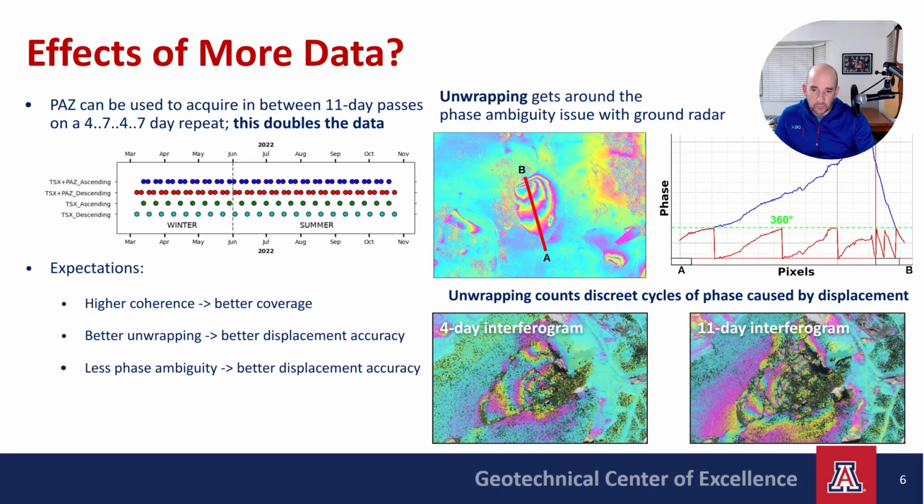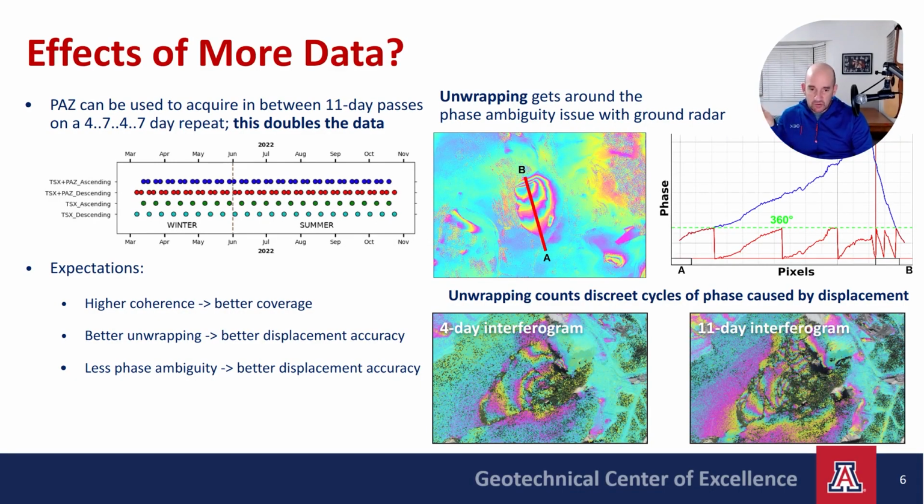So shown in the top of this figure, this is what TSX and PAS would acquire. PAS is the name of the Spanish clone of TSX that is coherent with TSX. So this doubles our annual data from 66 images to 132 images. So many more points in our time series, potentially. But what other effects are there?